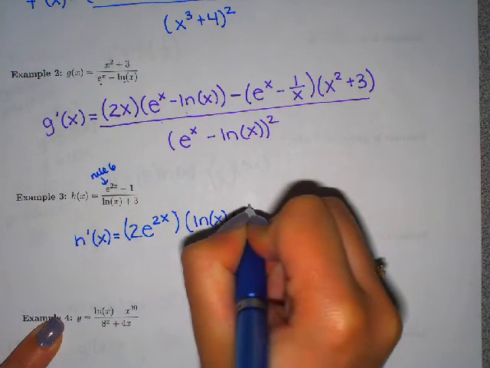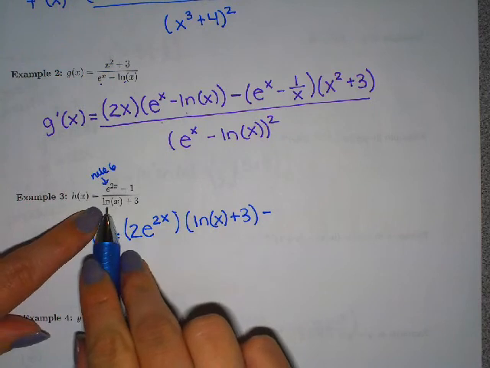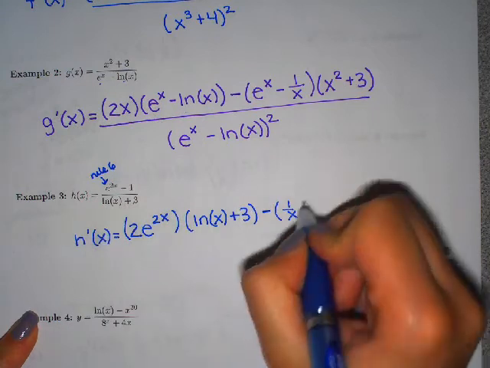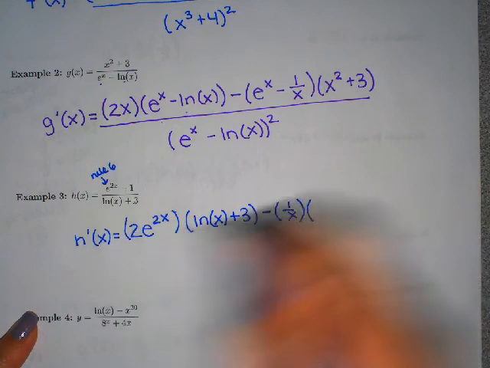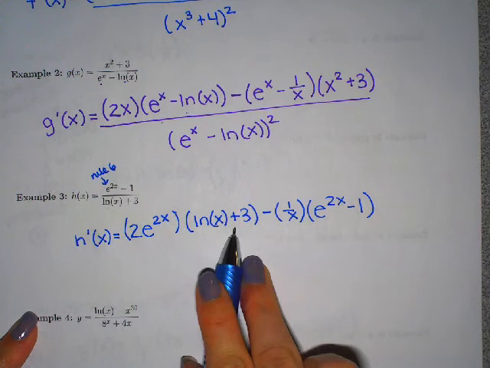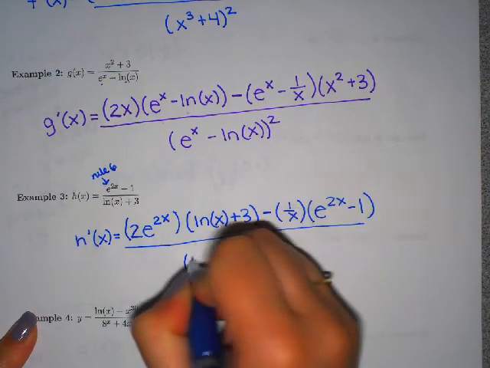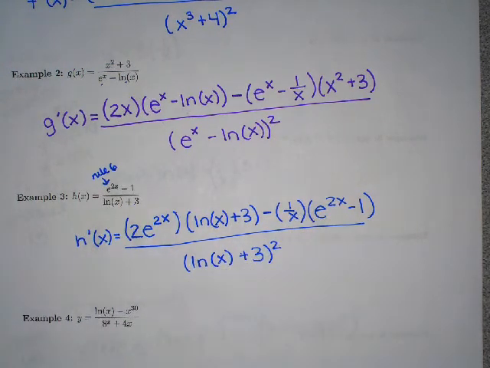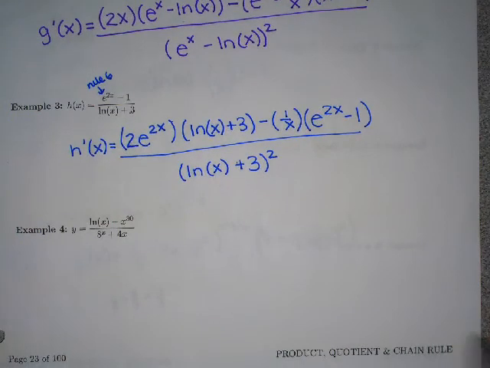I need the original next to it, original bottom, minus, always for quotient rule, product is plus, quotient is minus. And then derivative of the bottom, derivative of the natural log of x, it's always 1 over x. Derivative of 3 is just 0. This is a derivative. It needs the opposite original. So I need e to the 2x minus 1. Derivative of the top, original bottom, minus derivative of the bottom times the original top, all over the denominator squared. Original denominator, original bottom gets squared.